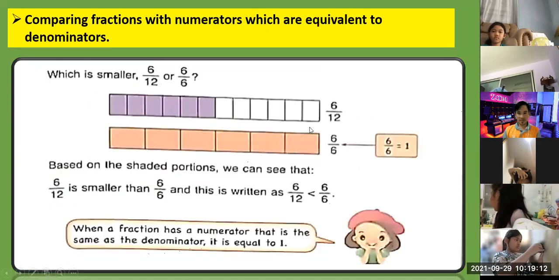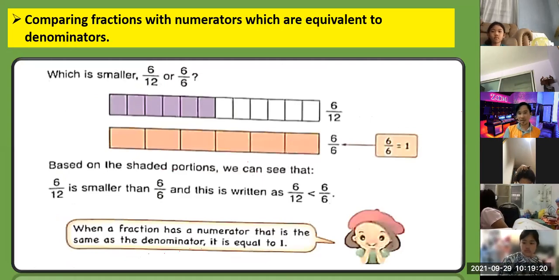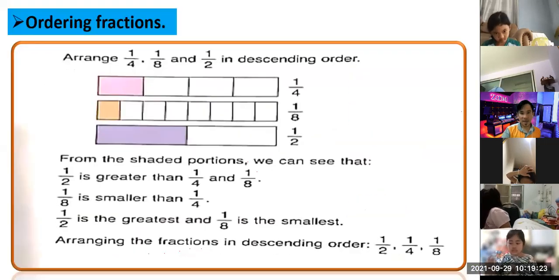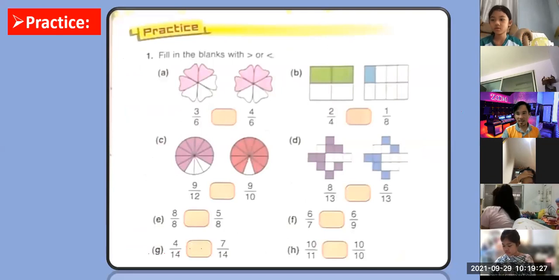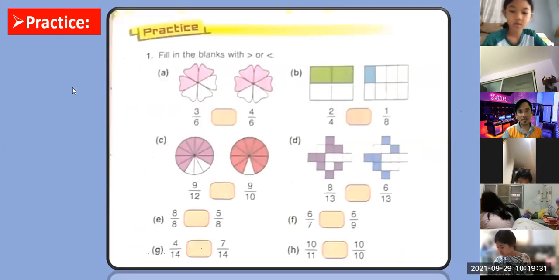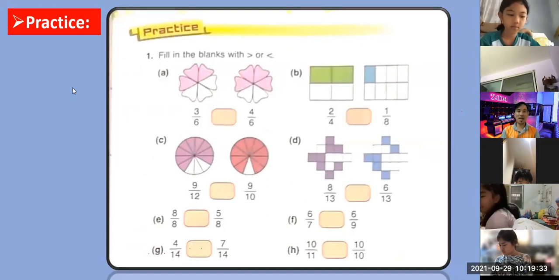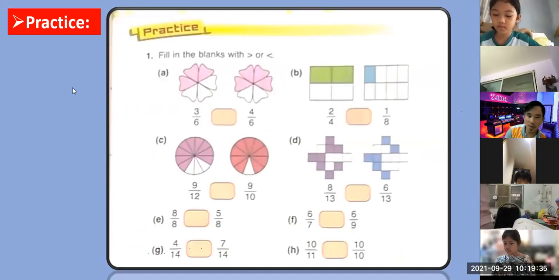Let's try to answer here in your book. Turn your book to page 79. Page 79, number 1. Now let's try to answer. Fill in the blanks with greater or smaller.